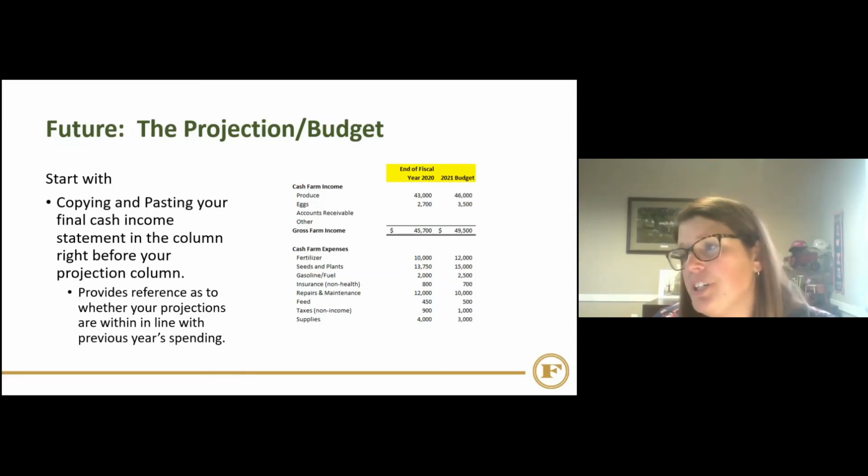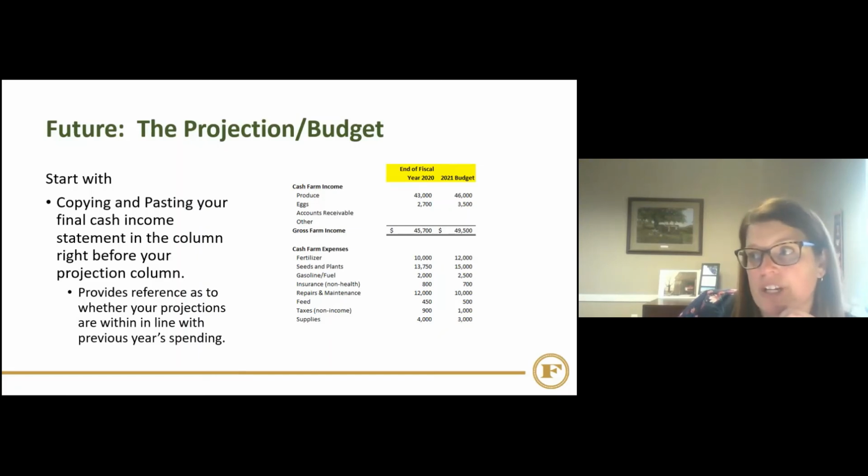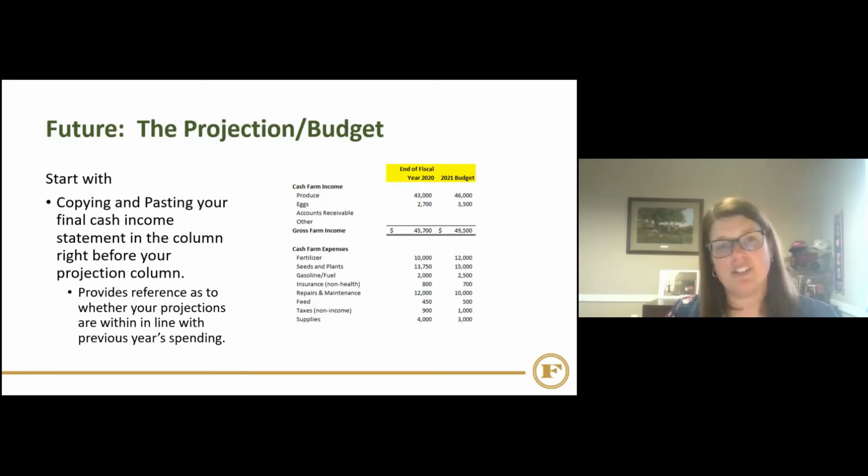Okay, so if you look over here on the right, at the end of the fiscal year, TLC Farms had produce earnings of $43,000. For their eggs, they had $2,700. For the 2021 budget, we're projecting that to go up a little bit, which is good. So $46,000 in produce sales and $3,500 in eggs. And then for fertilizer, seeds, gas, all that, the cash farm expenses, we also have those go up.